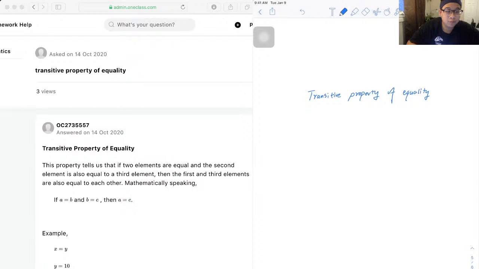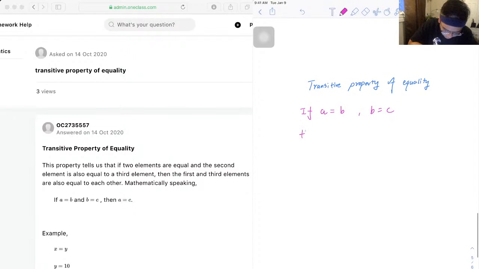Okay, so this property tells us that if two elements are equal and the second element is also equal to a third element, then the first and the third elements are also equal to each other. So by using the symbols, let's say if A is equal to B and B is equal to C, then we can conclude A is equal to C.